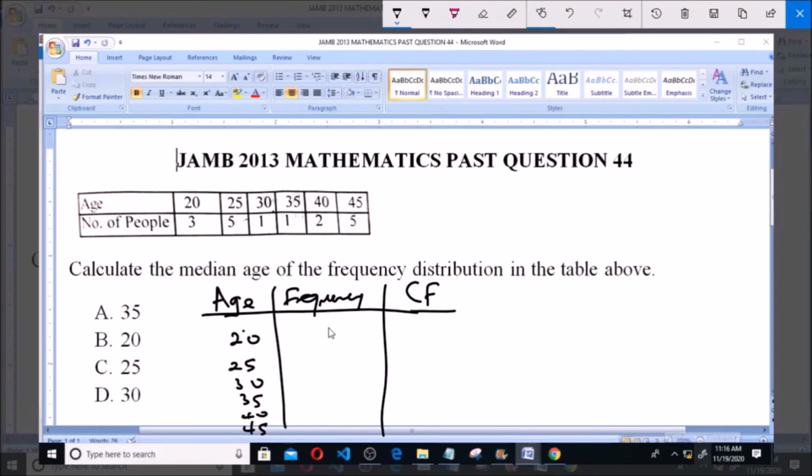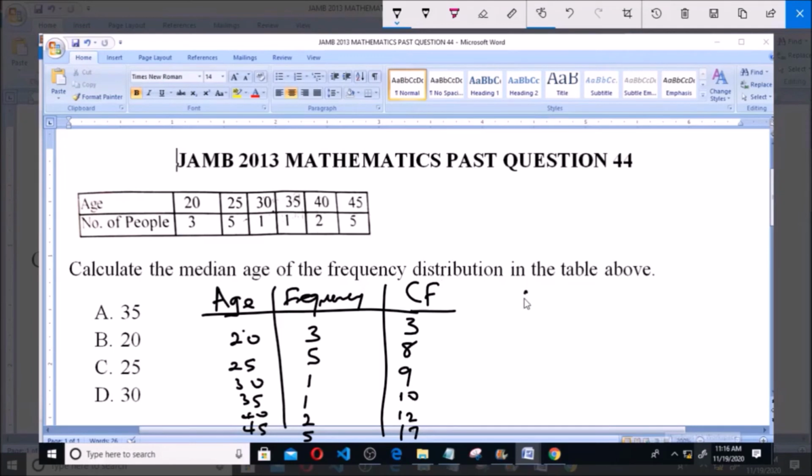So for 20 we have 3, for 25 we have 5, for 30 we have 1, then 42 and 45 5. Now the cumulative frequency: we have 3 plus 5 will give us 8, 8 plus 1 will give us 9, 9 plus 1 will give us 10, 10 plus 2 will give us 12, and 12 plus 5 will give us 17. Now this is the cumulative frequency.